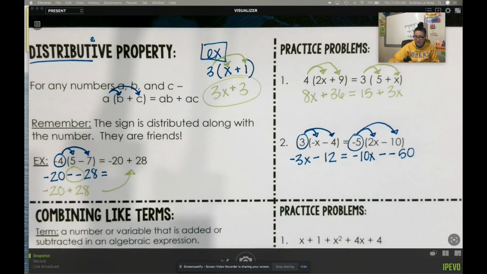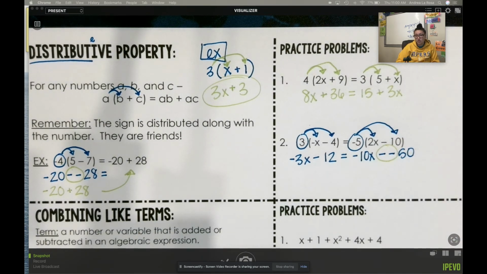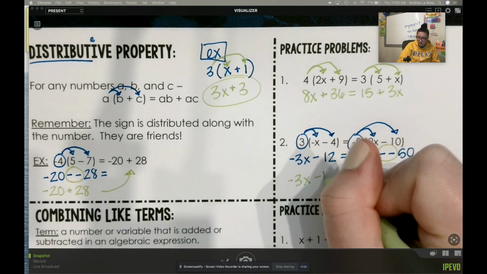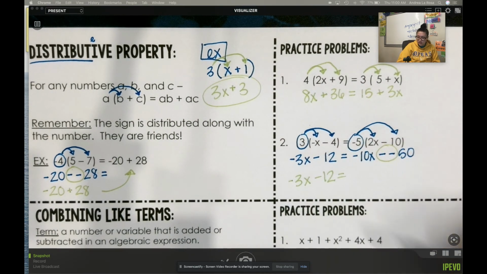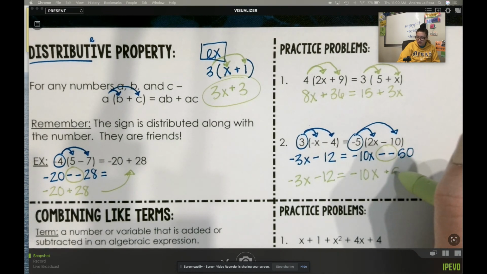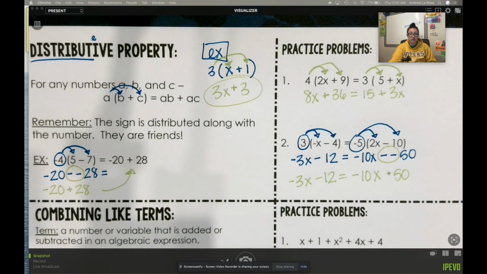is -50. Again, I've got that double negative. What happens with a double negative again? It becomes addition. So my final answer here is going to be -3x minus 12 is equal to -10x plus 50. Let us know if you have any questions on this. We're going to do some examples together.